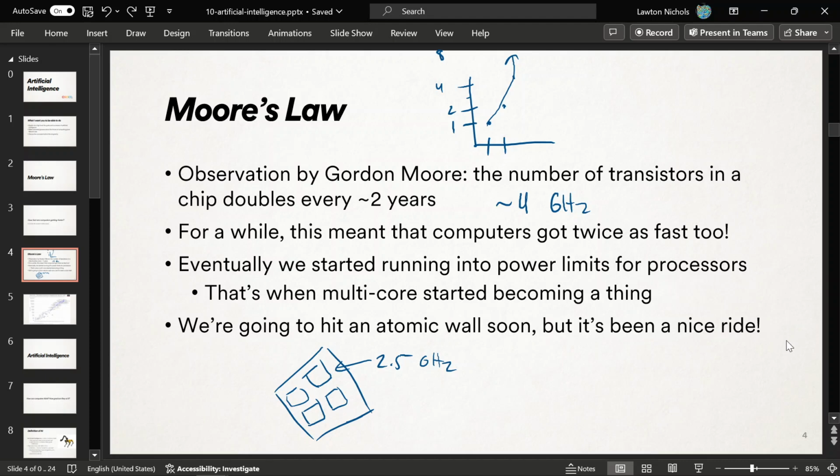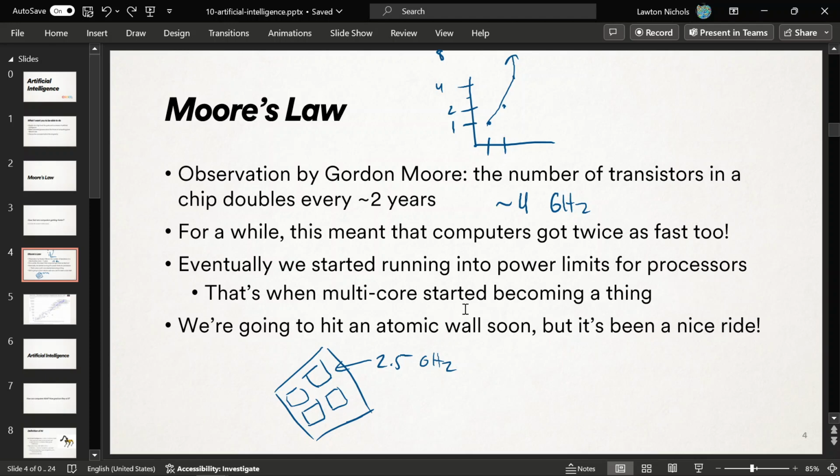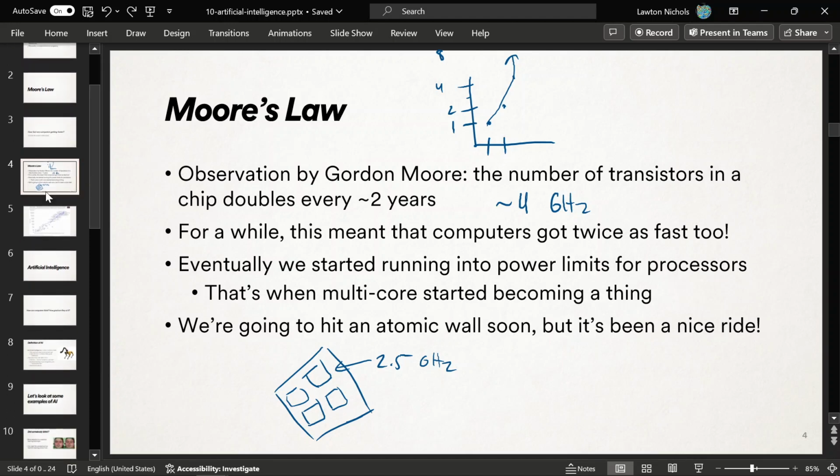Sadly, we're making transistors so small that we run into atomic issues. Transistors hold charge, right? And so you can only put so many electrons in these tiny transistors, and quantum effects are messing with those electrons at this point, because you can't have very many inside of these tiny transistors. And so eventually we're going to hit that wall, and Moore's law just won't apply at all. But we've done pretty well for ourselves.